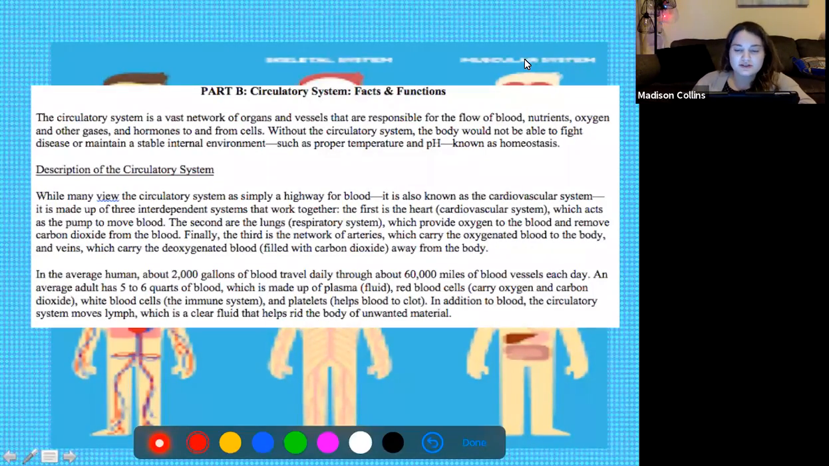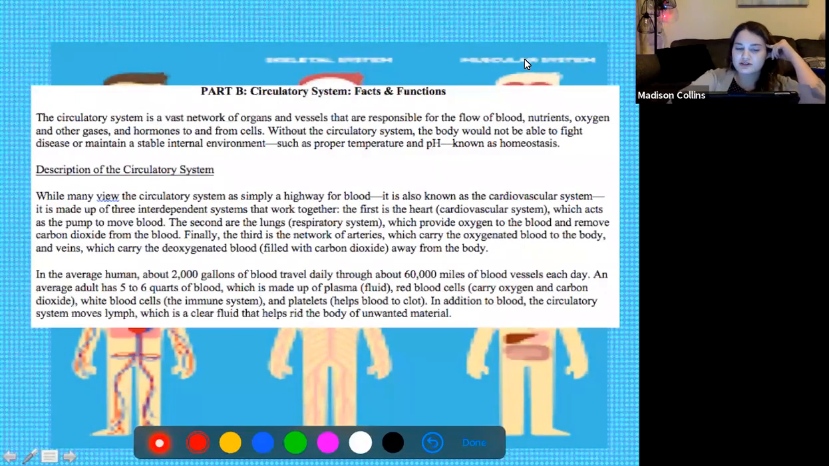Part B, circulatory system, facts and functions. The circulatory system is a vast network of organs and vessels that are responsible for the flow of blood, nutrients, oxygen and other gases, and hormones to and from cells. That definition should sound pretty familiar. We just wrote it down. Without the circulatory system, the body would not be able to fight disease or maintain a stable internal environment, such as proper temperature and pH, known as homeostasis.